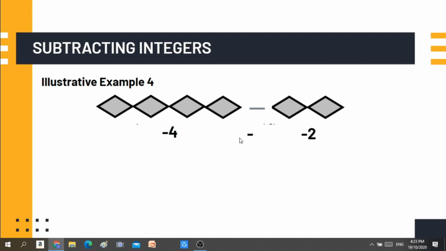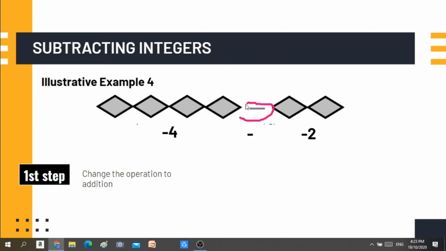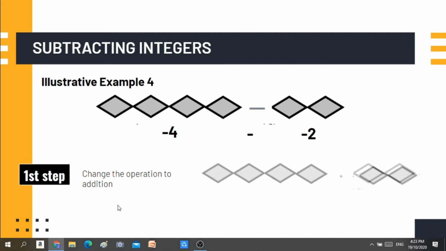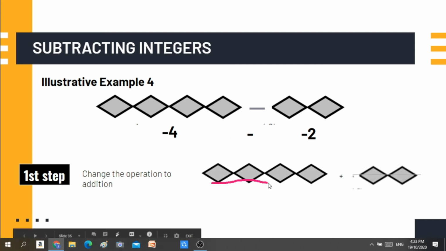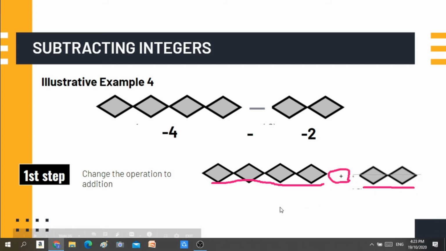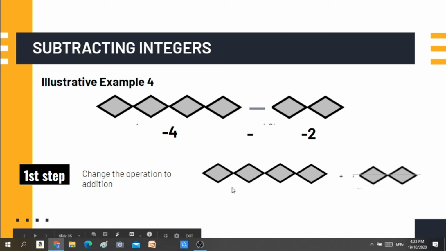Correct? So, since meron tayong apat na shaded na diamond at dalawang shaded na diamond sa kabila, so we have negative 4 minus 2. Ang unang step para tayo ay makapag-subtract ng integers ay change the operation to addition. So, instead of this as subtraction, babaguhin natin siya. Magiging addition siya ngayon. So, we have this 4 shaded diamond plus 2 shaded diamond. Okay? Ulit, change the operation to addition. Nagbago yung operation to addition.